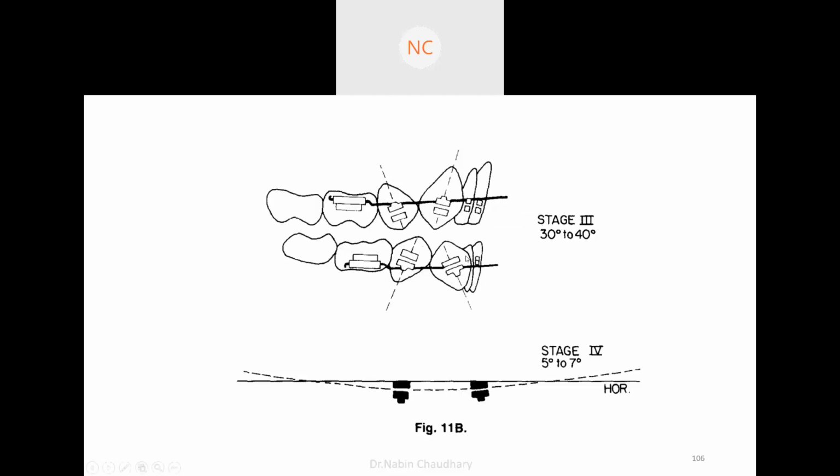So for example, in this case, the Begg slot is utilized until stage 3 is reached, and once stage 3 is reached, the archwire is inserted into the edgewise slot. So this is the Begg slot. Up to stage 3, the archwire is inserted into the Begg bracket, the Begg slot, that is the vertical slot, and after stage 3 is completed, this archwire is inserted into the edgewise slot, so that the proper operating of the spring can be achieved.